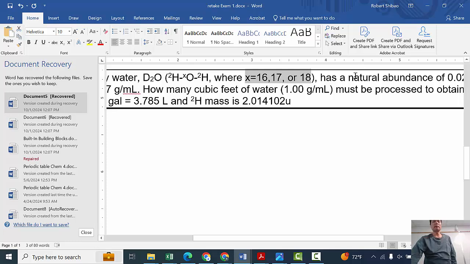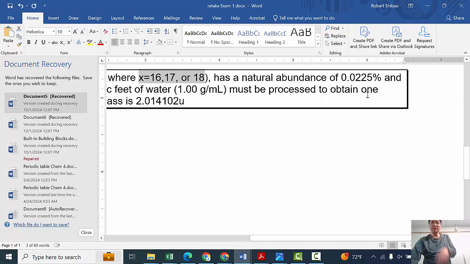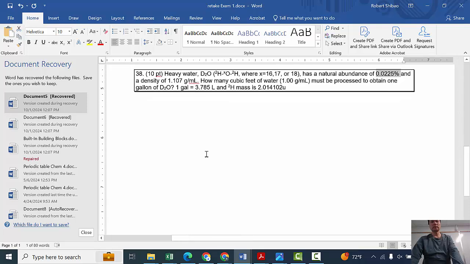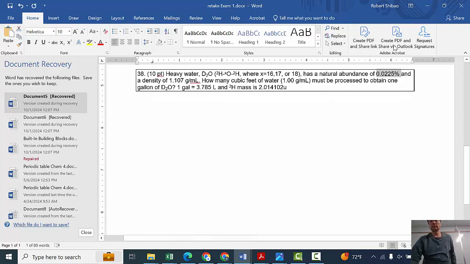Things that might help are going back to this. Somebody asked me, is this the percentage for deuterium? No, that's not the percentage for deuterium. That's the percentage for this molecule, whether the oxygen is 16, 17, or 18. This is the percentage of this. All right, so that's a preview.